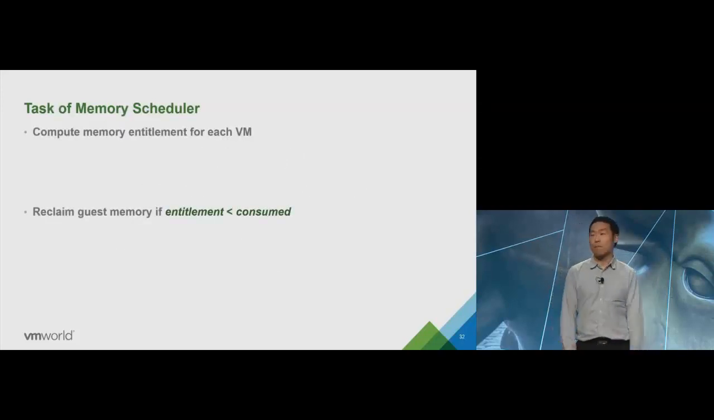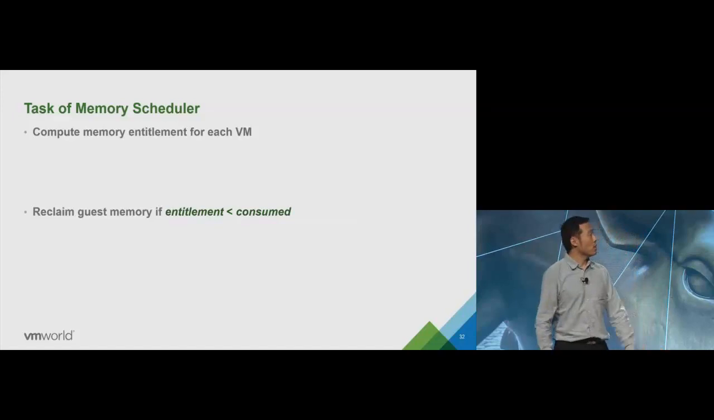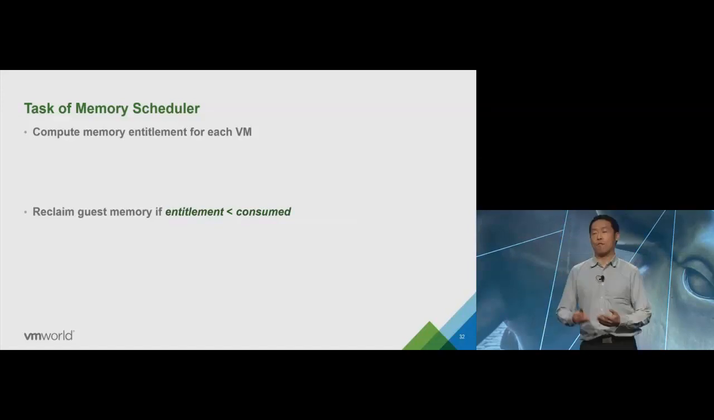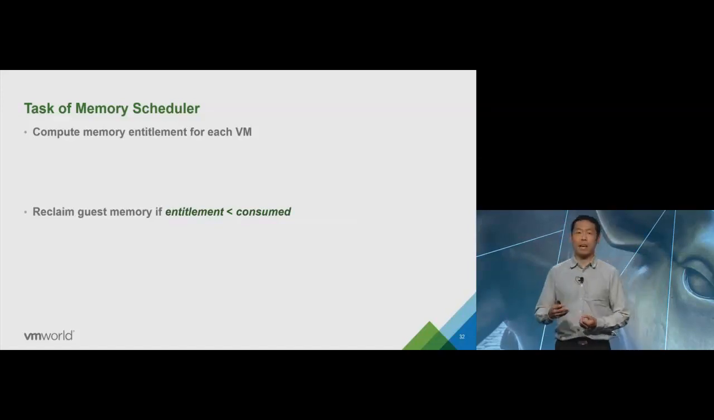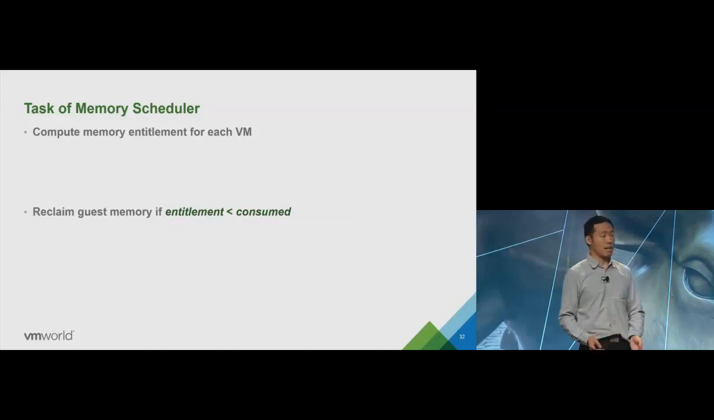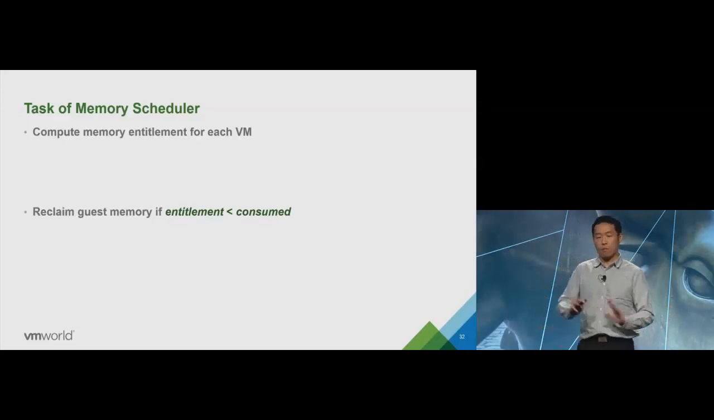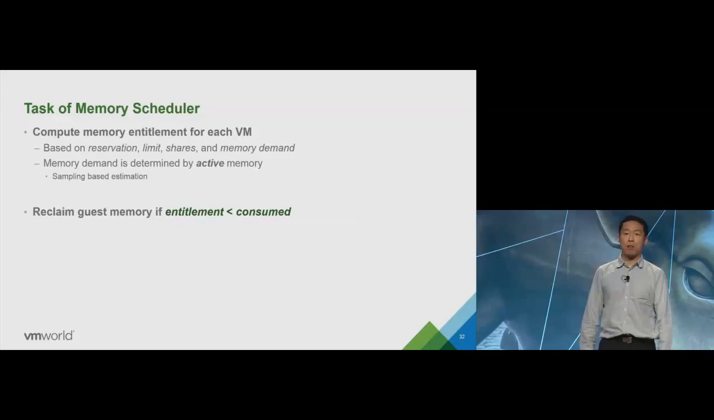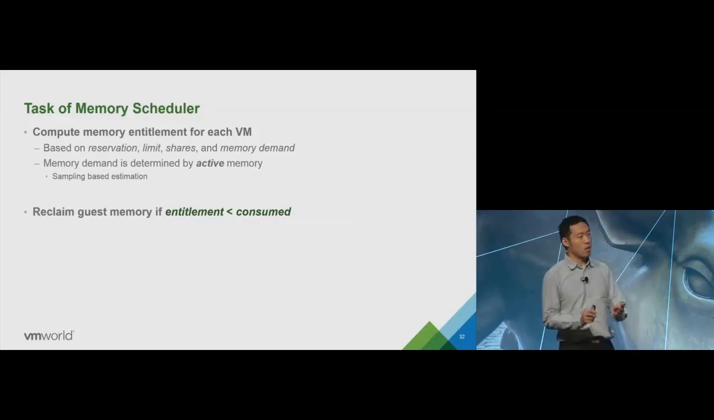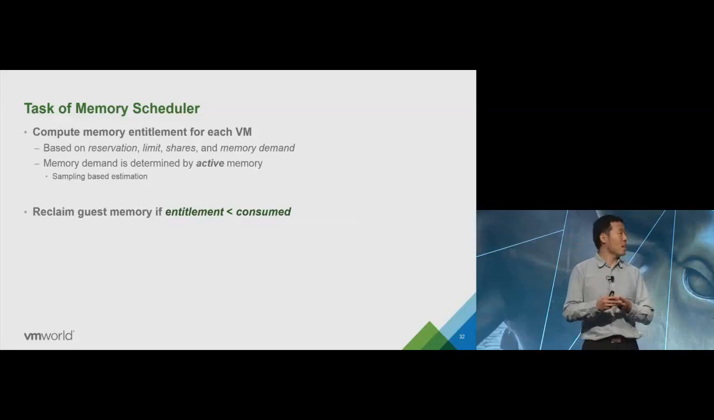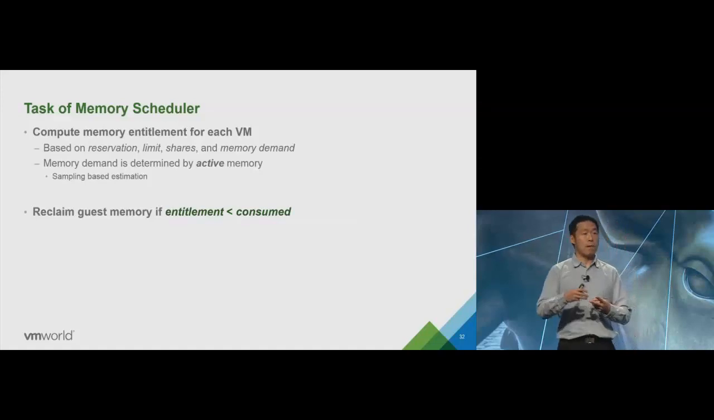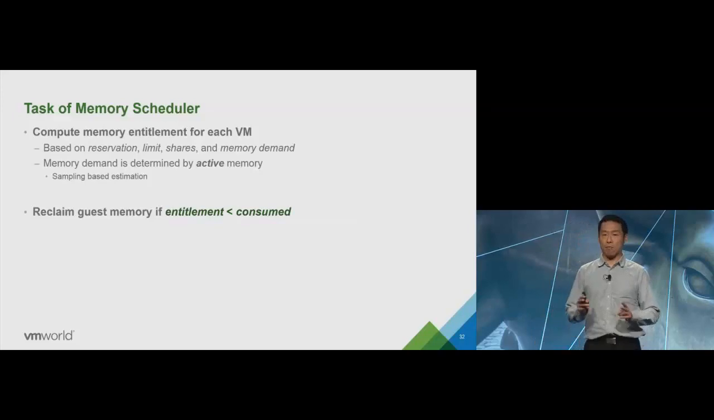Well, the task of the memory scheduler is pretty straightforward. It computes the memory entitlement of each VM and reclaims guest memory from the VM if its entitlement is less than its consumed memory. Otherwise, the scheduler simply does nothing because everybody is happy. To compute the VM's entitlement, the computation is based on some of the VM's config parameters, like the VM's reservation, shares, limits, and also the memory demand of the VM.